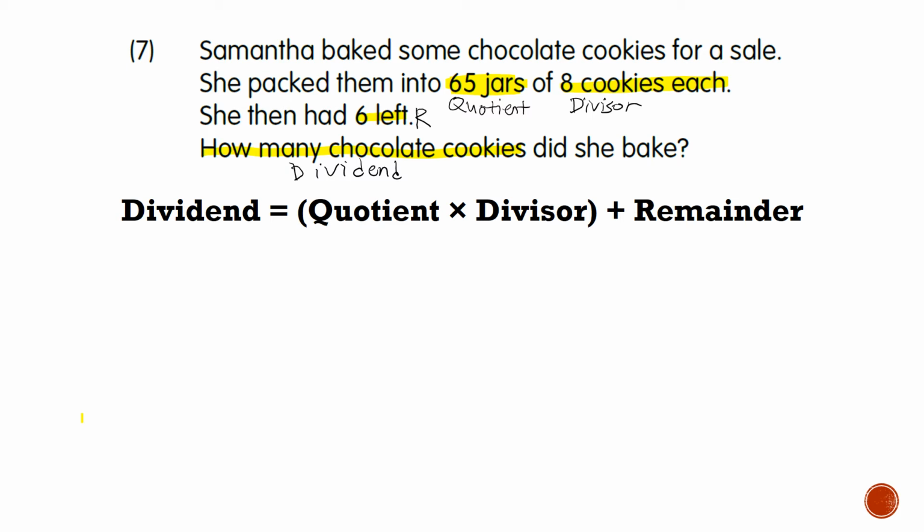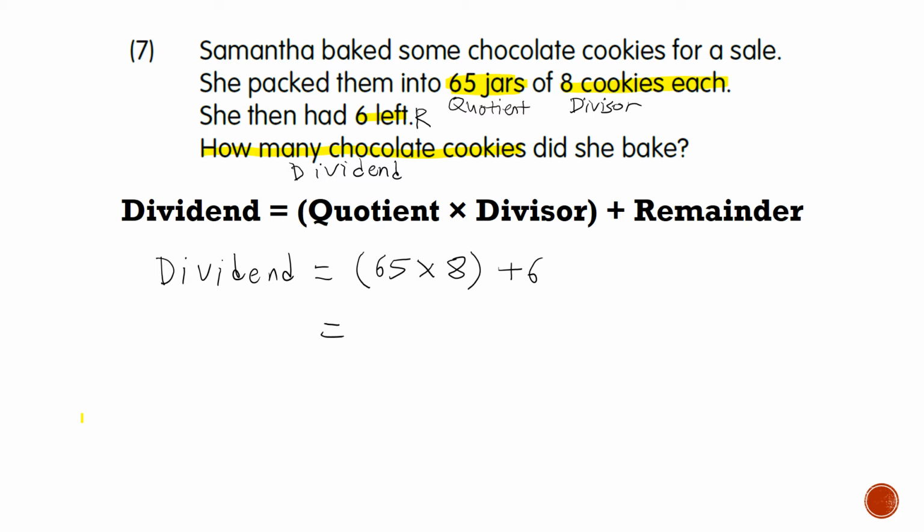So let's look at this. Dividend is the one that we are not sure of, right? So dividend, we're not sure. This is the total number of cookies. Quotient is 65. Divisor is 8. Remainder is 6. You see, once we make sense of the question, once we know the equation, we can easily solve it. Okay, we can easily solve it.